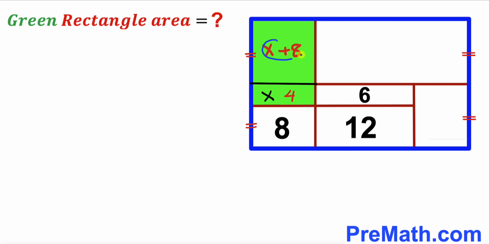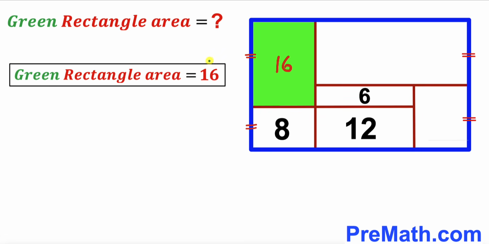Then this whole thing, if we substitute x equal to 4, is 4 plus 8, which gives us 12. So we conclude that this part of this green shaded rectangle is 12 and this part is 4. Therefore the total area of this green shaded rectangle has got to be 12 plus 4, which gives us 16. So after all the calculations and manipulations, the area of this green shaded rectangle simply turns out to be 16 square units. And that's our final answer.